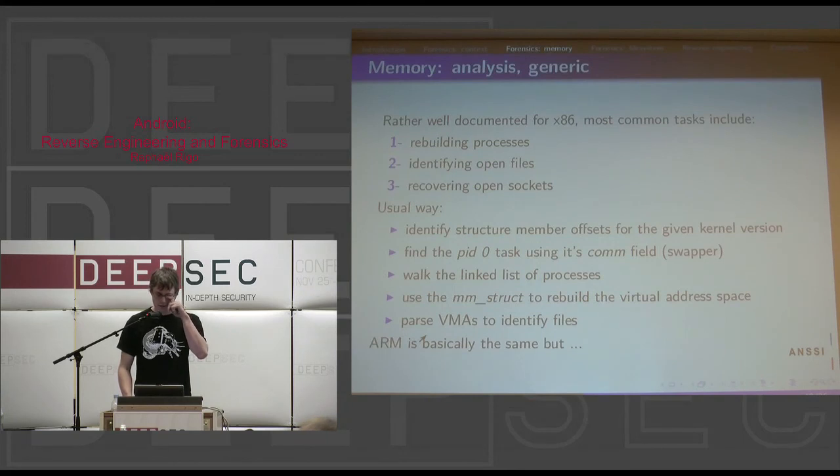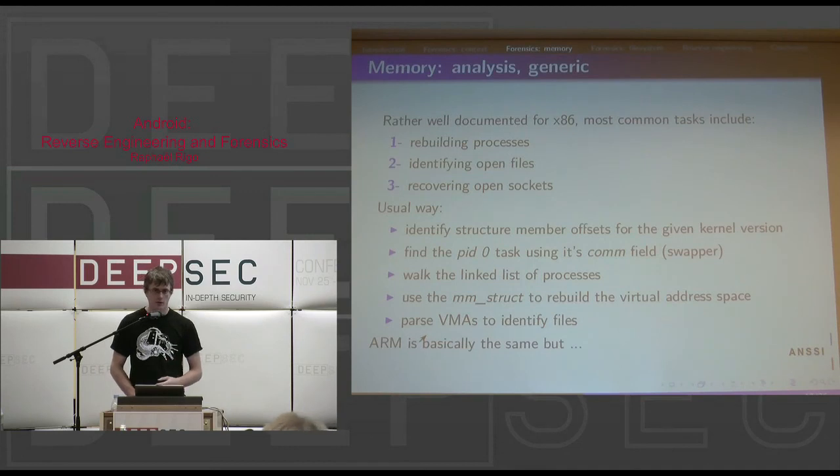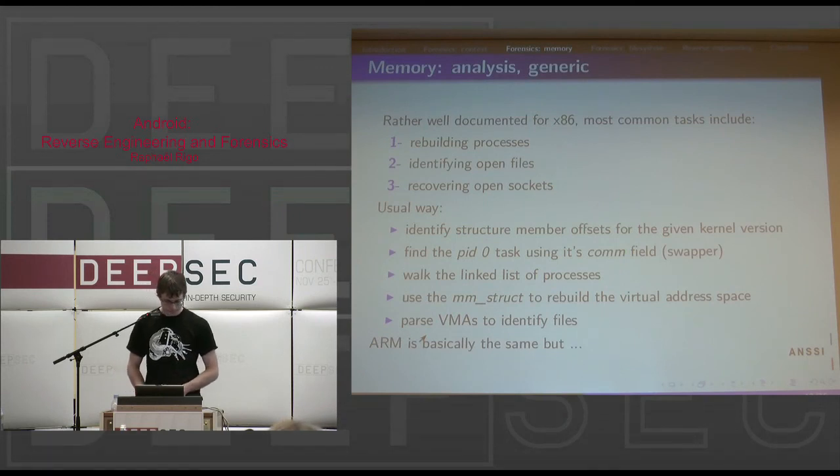On x86, it's pretty well documented, and you just get everything, and you even get software. The most common tasks when you get a physical memory dump include rebuilding processes to be able to see what was running at that time and what was in their memory, recovering passwords, recovering encryption keys, and so on. You try to identify open files, and also open sockets, to have an idea of what the state of the system was when it was compromised.